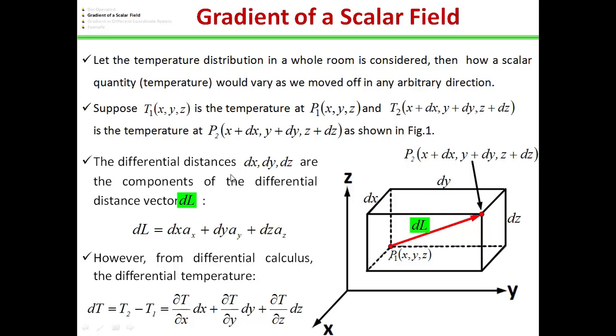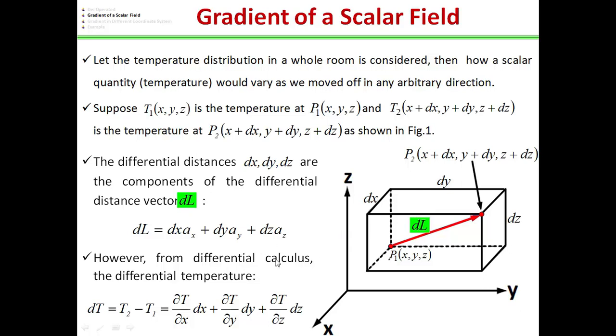The differential distances dx, dy, dz are the components of the differential distance vector dl, and dl can be written as dx ax plus dy ay plus dz az, where dx, dy and dz are the differential distances along the x, y and z directions. Ax, ay, az are the unit vectors along the x, y and z directions.